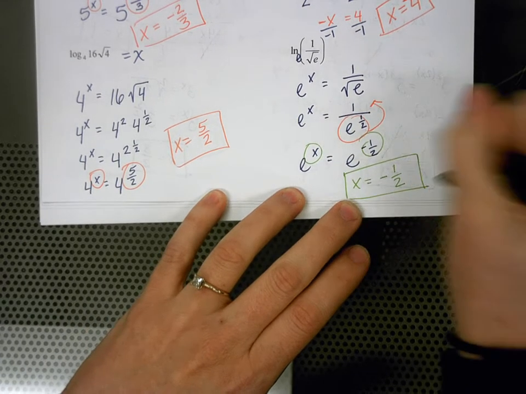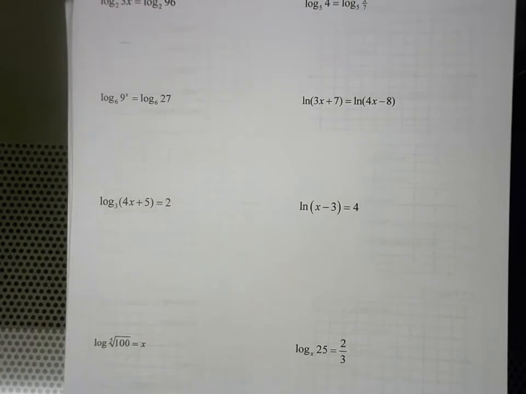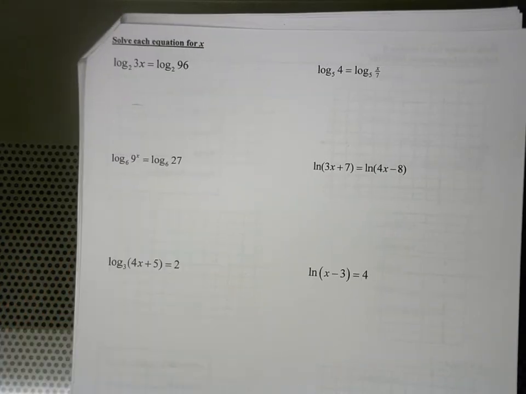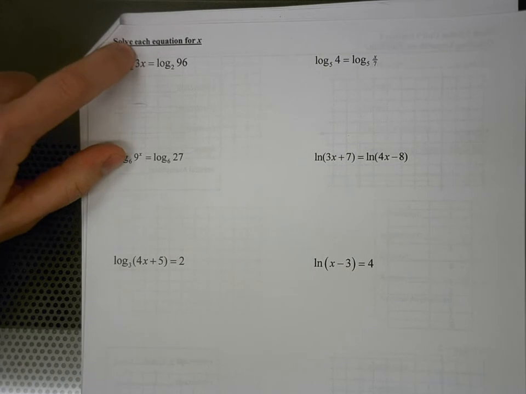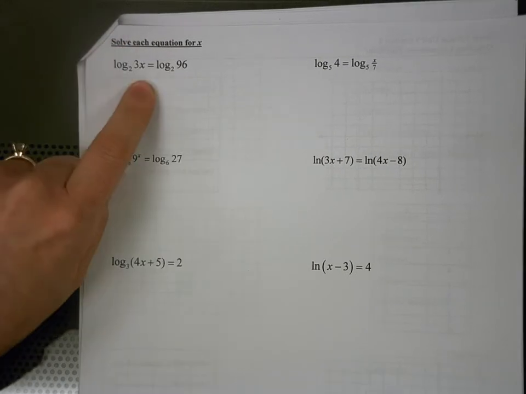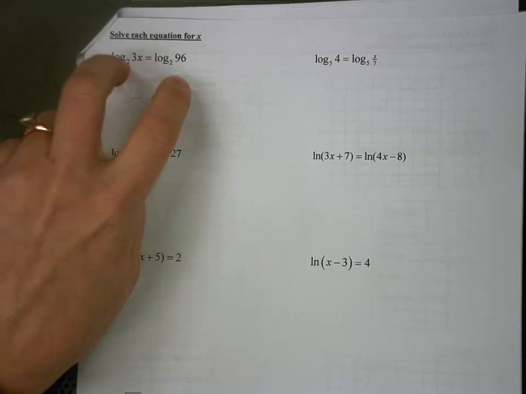Go ahead and flip to the other side. Solve each equation for x. Okay, so when you have a logarithm with the same base on either side, then that's saying what power do you raise 2 to get 3x? What power do you raise 2 to get 96? Those two powers are equal to each other.